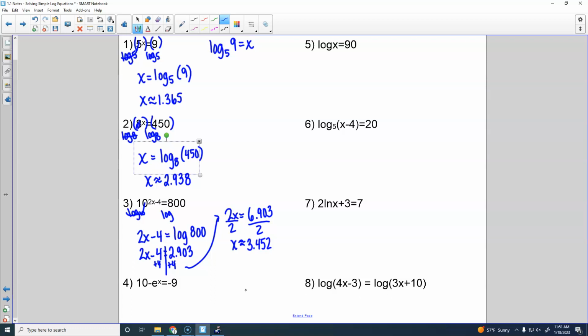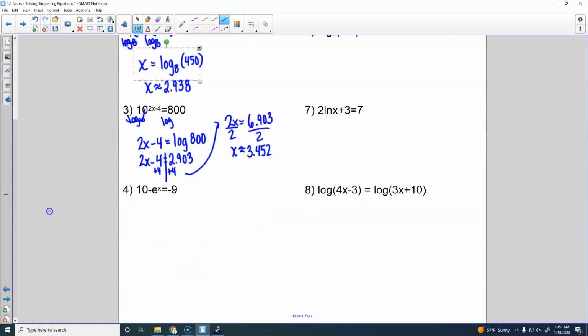Number 4, I'm going to have work to do before I am going to use the log here. So for you to be able to use that log to cancel something, you have to have just a number raised to a power, like we had on those first 3. Here I've got e to the x power, but I also got this 10 and this minus over here. I got to clear those out before I can deal with the e. The e has to be by itself raised to a power first.